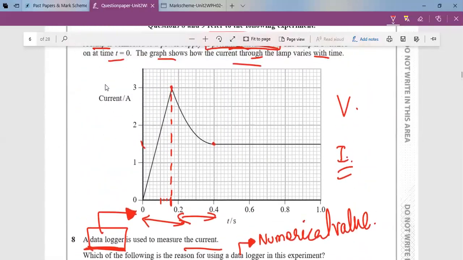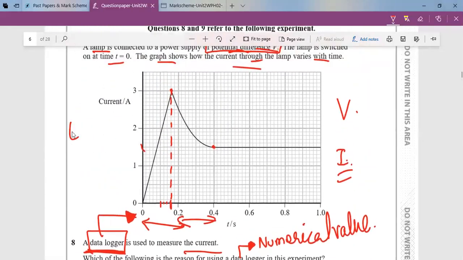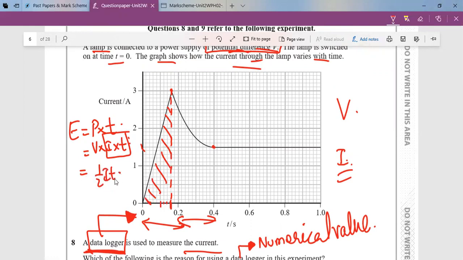So what's the formula for work done? Energy is equal to power into time, right? And what's power? Voltage into current. So energy is voltage into current into time. The current into time is not given over here, but if you calculate the area under the graph, what's the area under the graph? It's half times current into time, right? And when we multiply that by voltage, will that give us the energy, or will it give us half times energy?